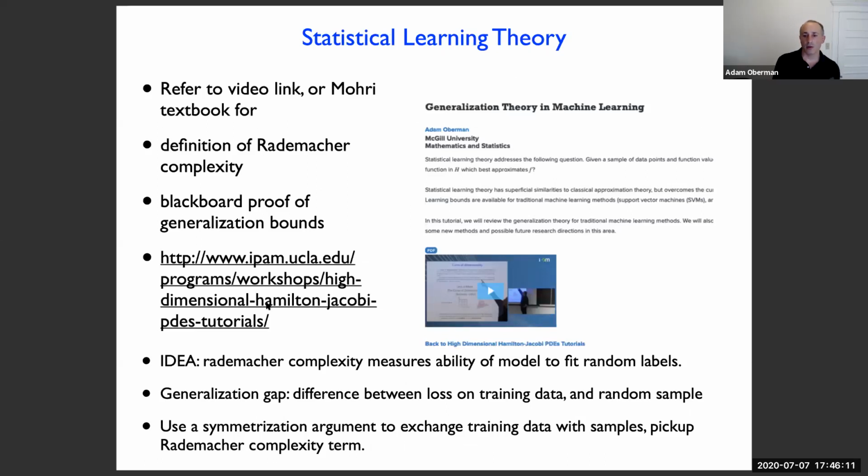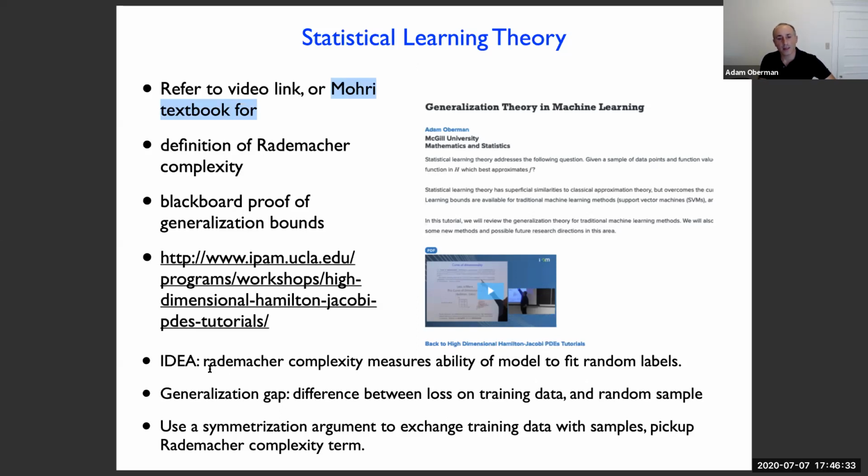So now, I guess when I presented this talk another time, I went to the blackboard. I don't want to just throw a bunch of formulas on a bunch of slides. So if you're interested in seeing the details of this, you can go to this video, which is at IPAM, or you can just go ahead and read the chapters in MORI. Let me just say the idea briefly.